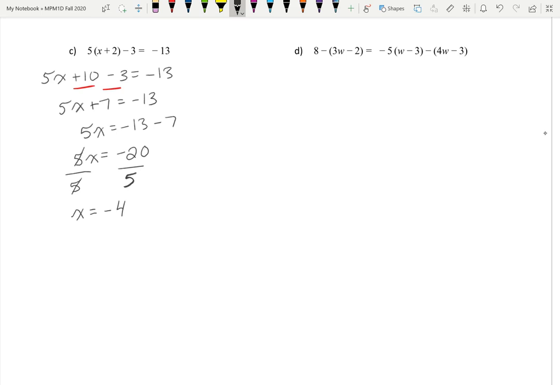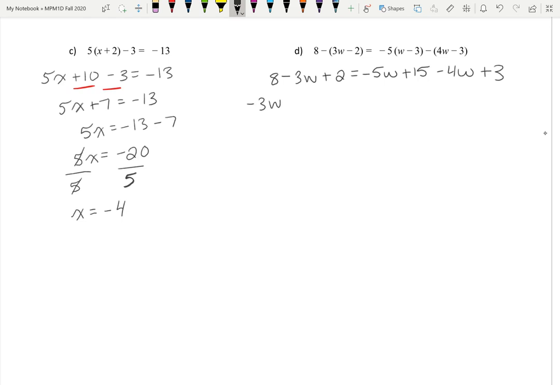Okay, so here 8 subtract 3w plus 2. Negative 5 times w, negative 5w. Negative 5 times negative 3, negative times negative is positive 15. Negative 1 times 4w, negative 4w. Negative 1 times negative 3 is positive 3.